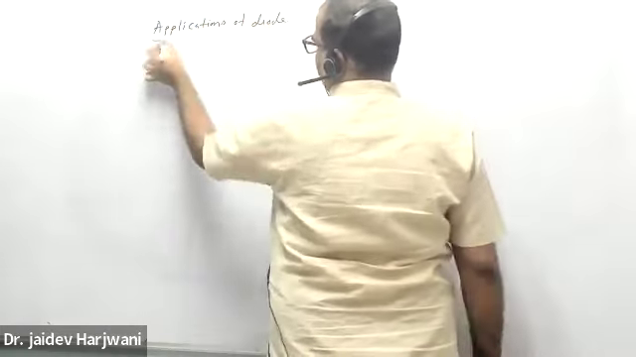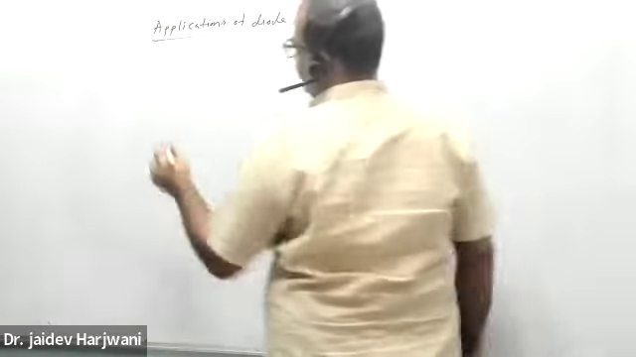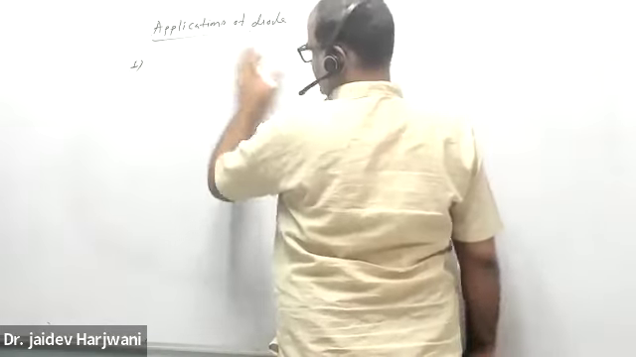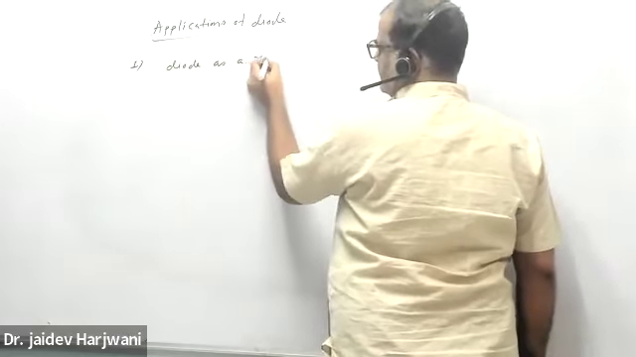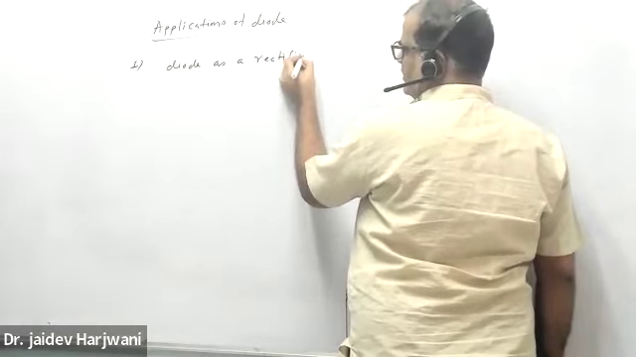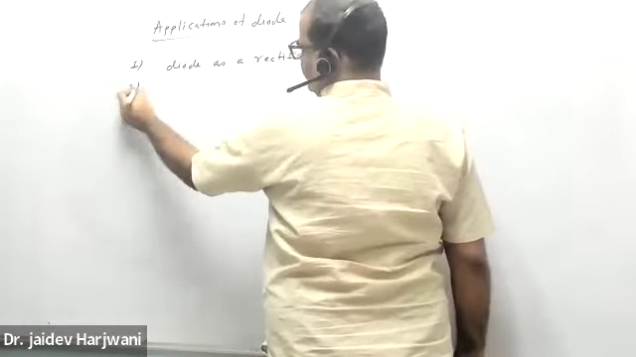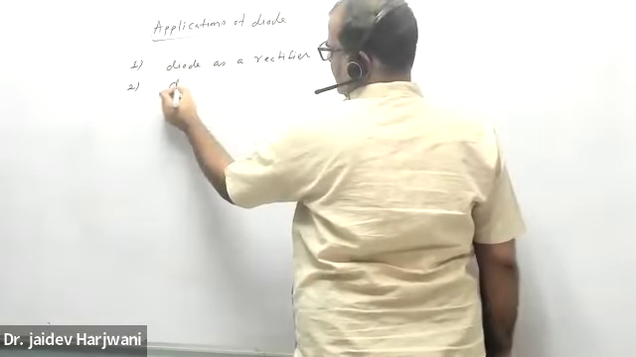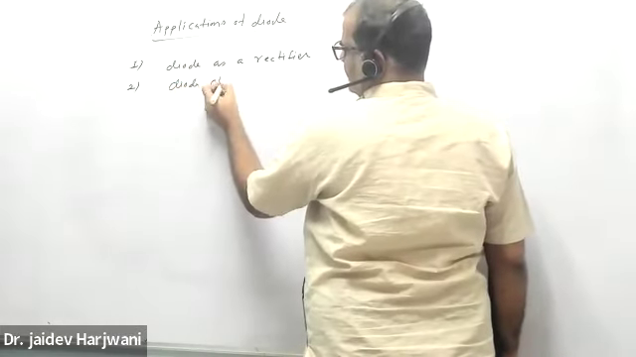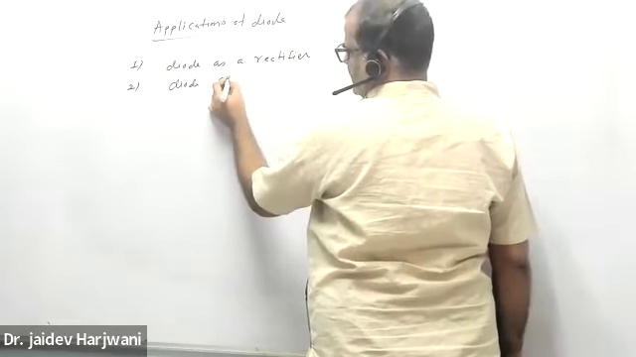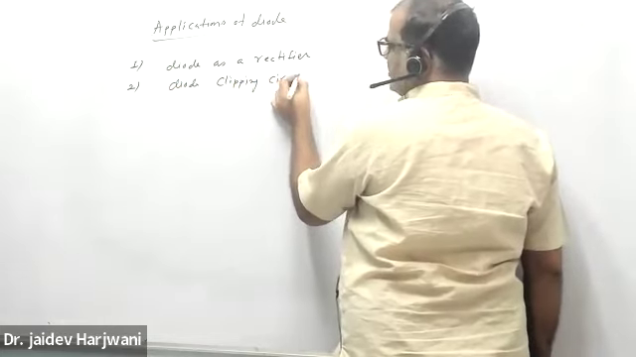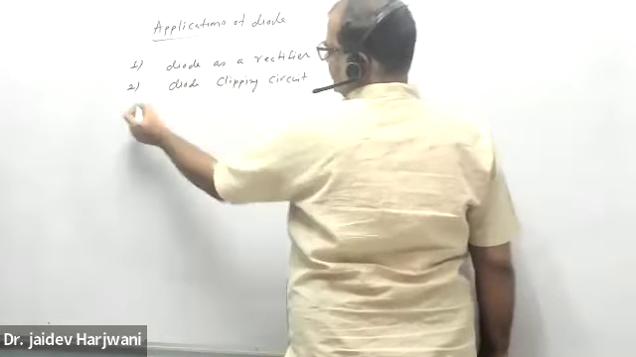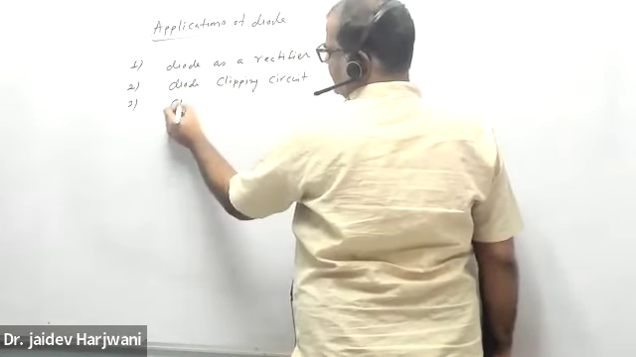Okay, what are these applications? Just list me the applications. We'll see diode as a rectifier. Second application we see diode clipping circuits. Of course, the model we will discuss. Two models for remaining clipping circuits. Okay, then clamper circuits.